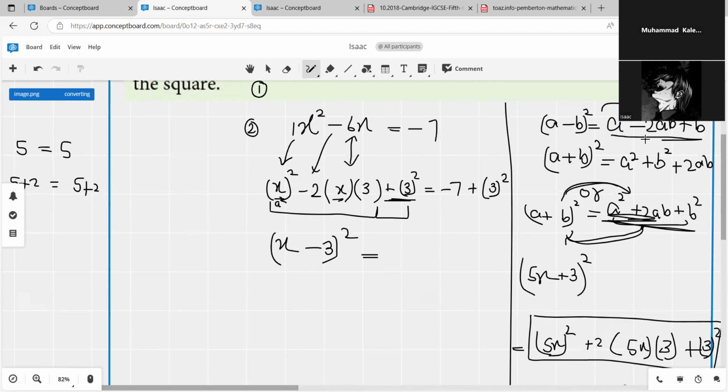This thing was given to us: a square minus 2ab plus b square. A square means if we are considering this is a, this is a. Again here we have a, b. This is b square. So a square minus 2ab plus b square. So what is a? A is (x - b) whole square, and it is equal to what? Minus 7 plus 9.